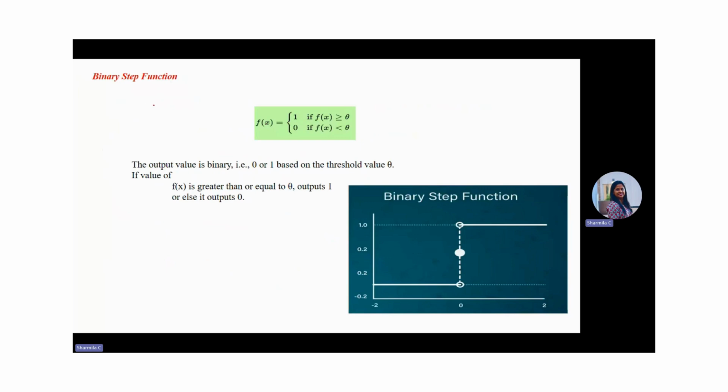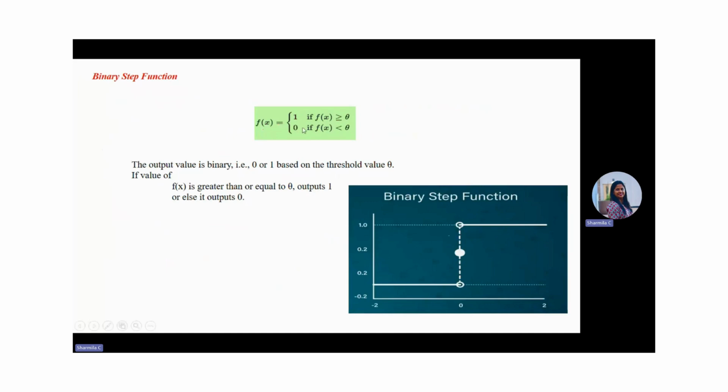The second one is called the binary step function. So f of x equals 1 if the f of x value is greater than or equal to the threshold value, or 0 if f of x is less than the threshold value. So the output is always a binary value, 0 or 1, based on the threshold value theta. If f of x is greater than or equal to theta, it outputs 1, or else it outputs 0. This is how the plot of this binary step function looks.